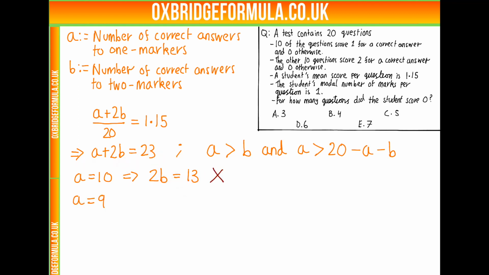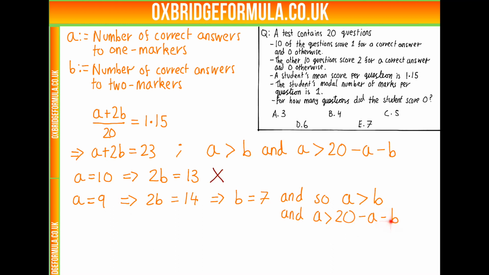So let's try A equals 9. Well, that implies 2B equals 14, sorry, 14, if this is true. It implies B is 7, so that's good. So we have A greater than B, and 20 minus 9 minus 7 is clearly going to be small enough to be less than A, which is 9. So we've got both these conditions, we've got everything we want, so this is the case we want.